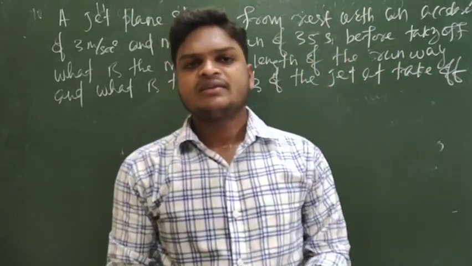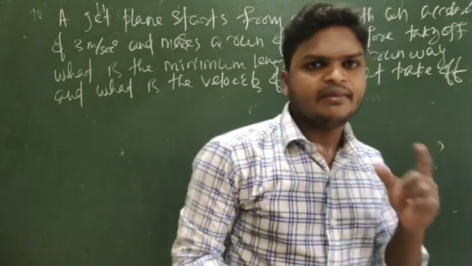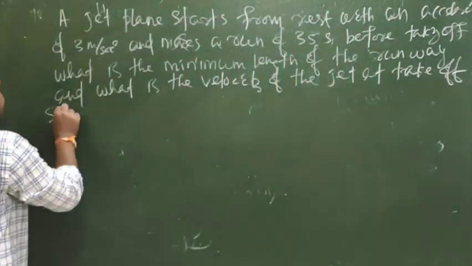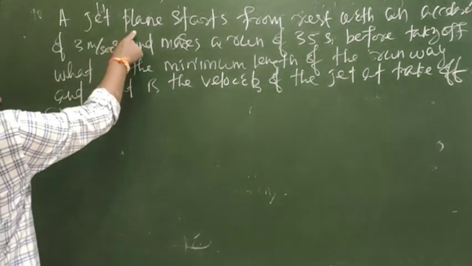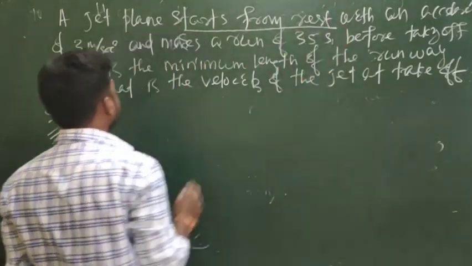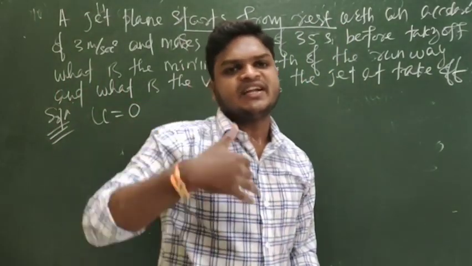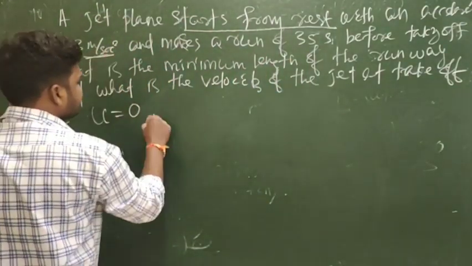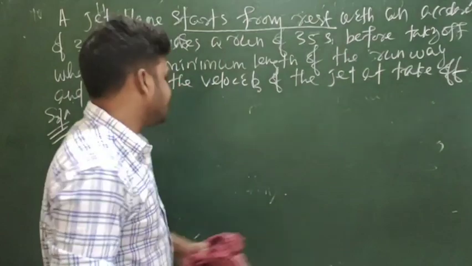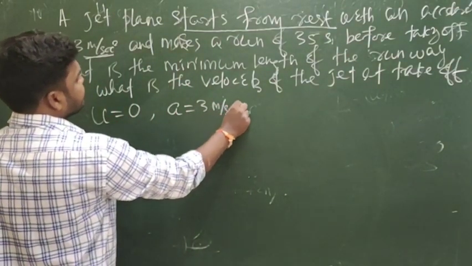So if we solve any numerical, first we focus on the given data. So in this case, which are the given data? A jet plane starts from the rest. That means initial velocity will be 0 because the jet plane starts from the rest. So acceleration will be 3 meters per second square.